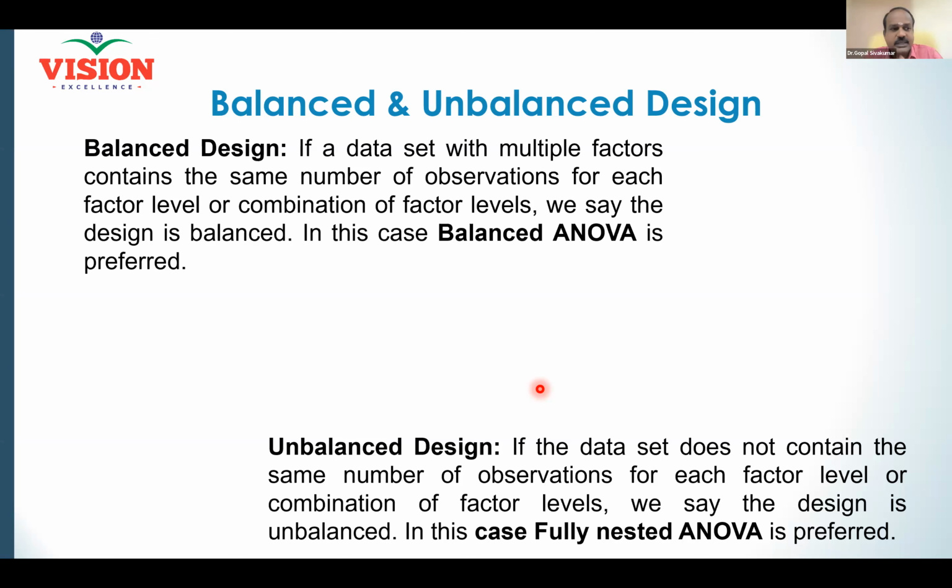Now, how many combinations are possible? 3 sealants, 2 application methods. 3 into 2? 6. 6 combinations are possible. 6 treatments are possible. Every combination is known as a treatment. So with 6 treatments available, every treatment you have to conduct some number of times.